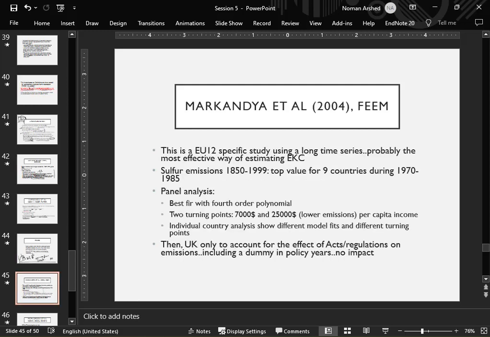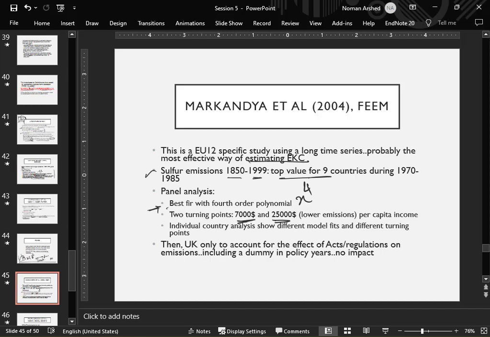Okay, now we'll see that. A study by Markandya et al. in 2004 looked at 12 European countries, and in a long time series they tried to estimate the EKC. They compared sulfur emissions from 1850 to 1999. It has a peak value in 9 countries during this period. The best fit was a fourth order polynomial, so they set the model up to x to the power 4. There were 2 turning points because it's x raised to the power 4: 7,000 and 25,000 per capita income. Individual countries show different model fits and different turning points.